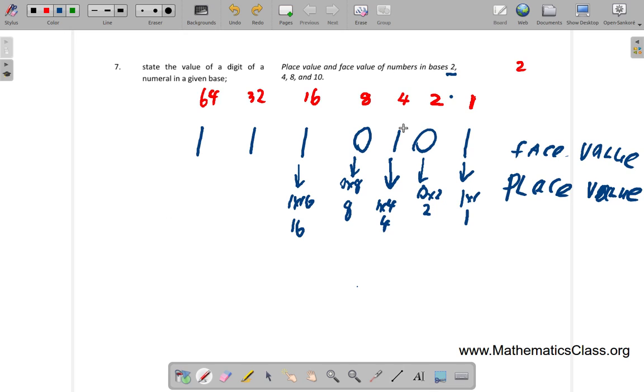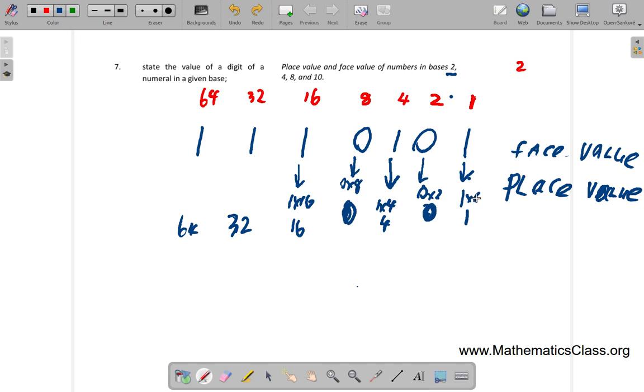So this is 1 thirty-two, this is 1 sixty-four. So these are the, what did I do here? Let me go back here. 0 times 8 is 0. 0 times 2 is 0. Right, this is 0 twos. This is 0 eights.